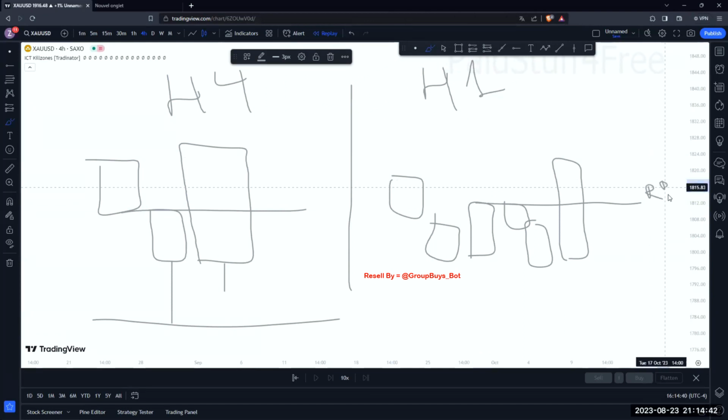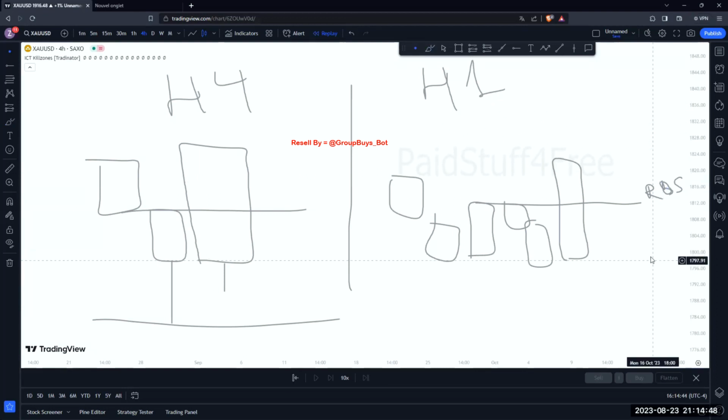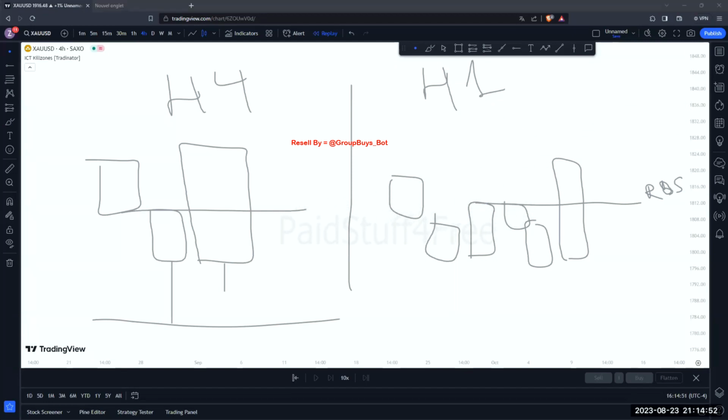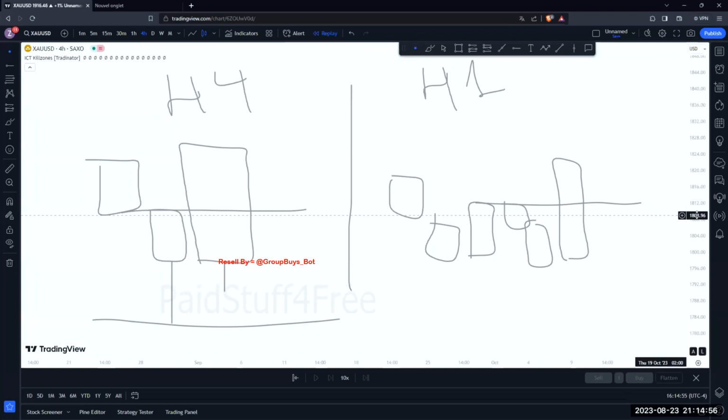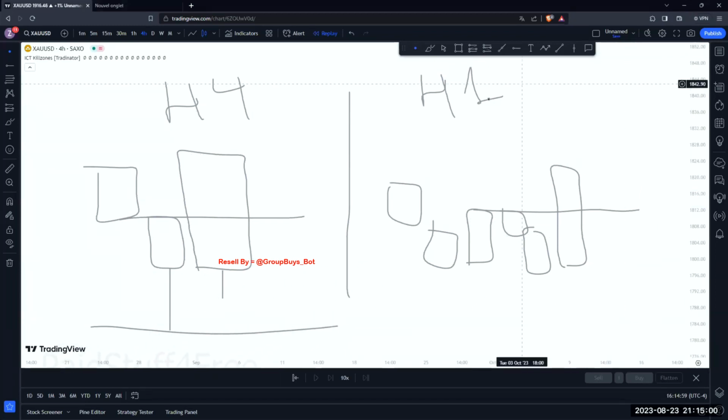RBS. Do you know what an RBS is? Resistance becomes support. Resistance becomes support. Are you all following? I knew it. Rejection. Okay, this is resistance becoming support. I'm going to give you all an A plus. Okay, so this is RBS.